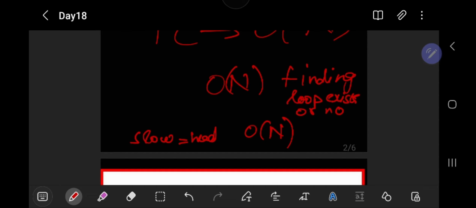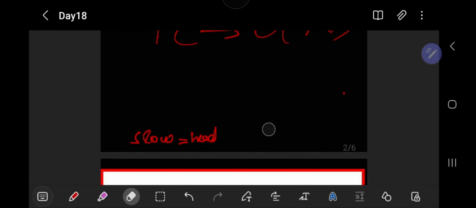So we'll be sending our slow to the head, and both slow and fast should be moving one step further to meet. So actually, it should be nearly big O of 2n, but we can write it as big O of n. So remember, time complexity is big O of n. And coming to the space complexity, it's big O of 1, because we are not using any extra space. We are only using 2 pointers for doing everything.